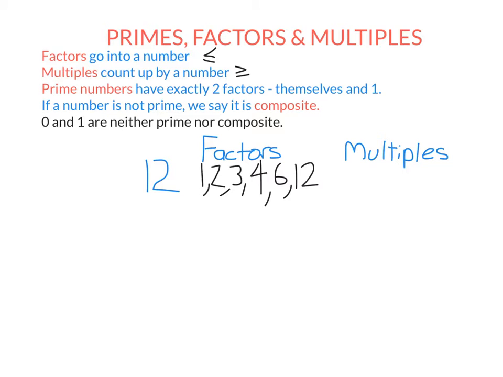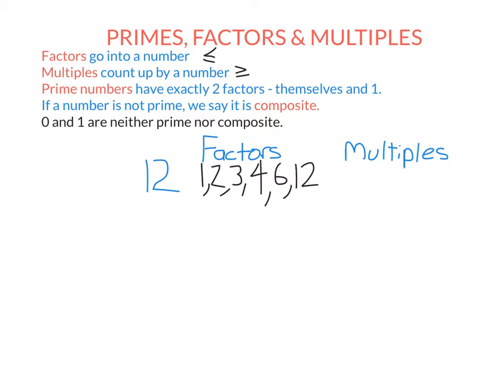To find factors of a number, unfortunately, when you're doing it in your head or even with a calculator, you just have to count all the numbers less than that number and see which go into it. So for factors of 12, just take all the numbers less than 12 and find which of them go into 12.